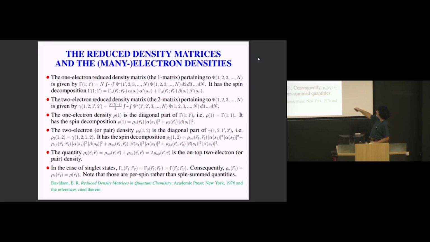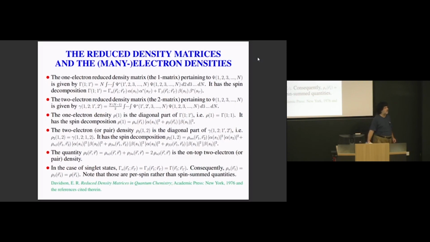So there is a spin density corresponding to alpha electrons and to beta electrons. In case of 2 electron density, we have different combinations. Not all the combinations are allowed, in fact, in gamma. But this is something that I don't have to tell you about right now. Now, this quantity, which corresponds to the probability density of finding 2 electrons exactly at the same point in Cartesian space, is called on-top 2 electron or pair density.